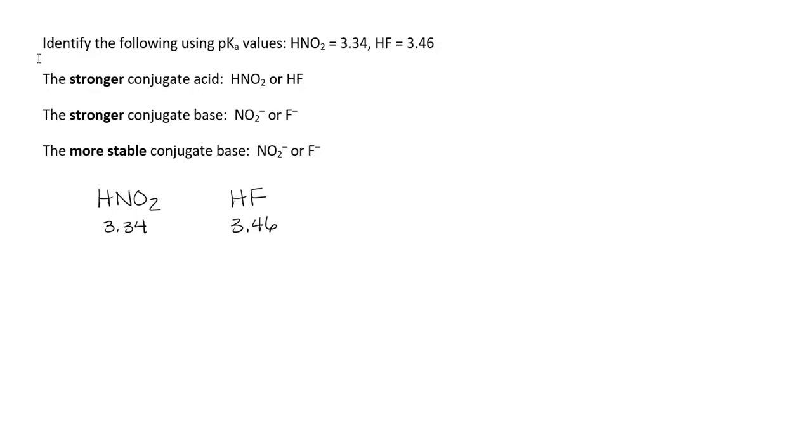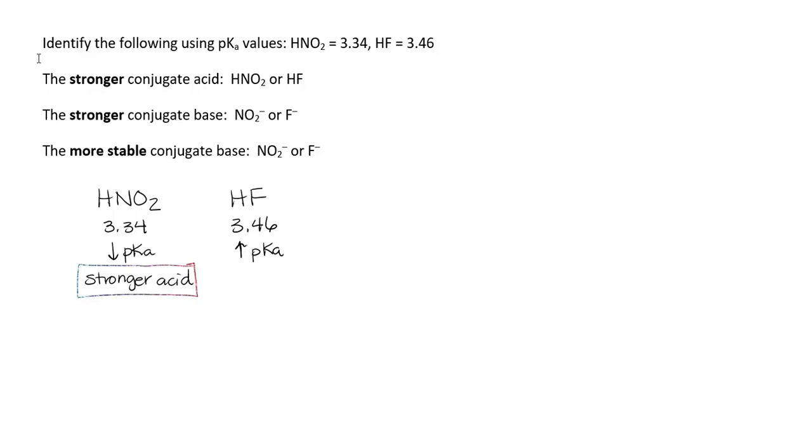So the question is asking, based on that, which is the stronger conjugate acid? And if we simply compare the numerical values, HNO2 has a lower pKa, HF has a higher pKa. The lower pKa corresponds to the stronger acid. So HNO2 is the stronger acid.